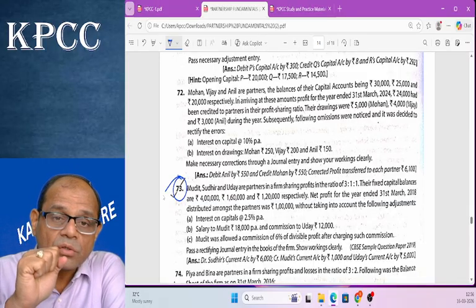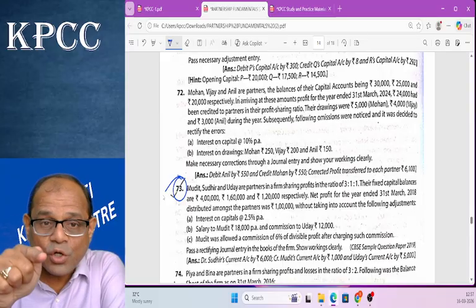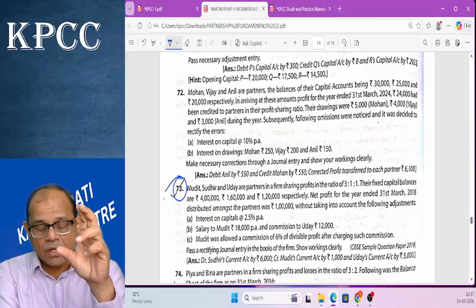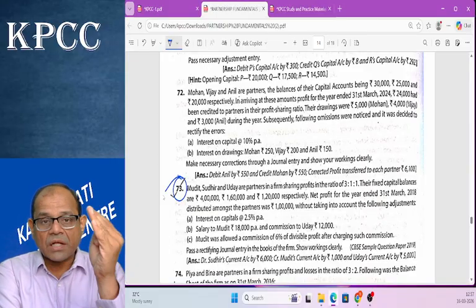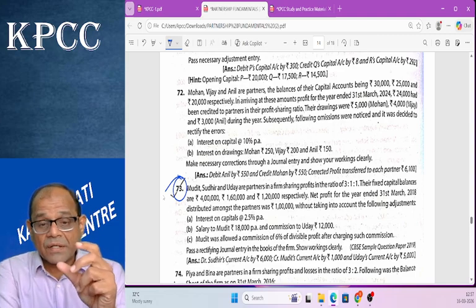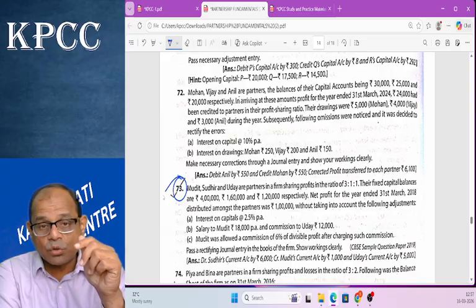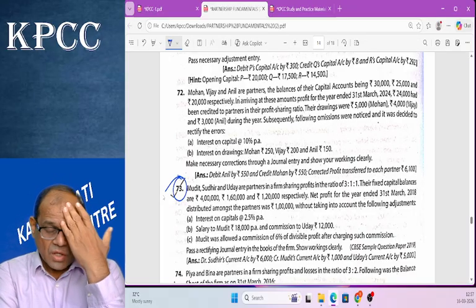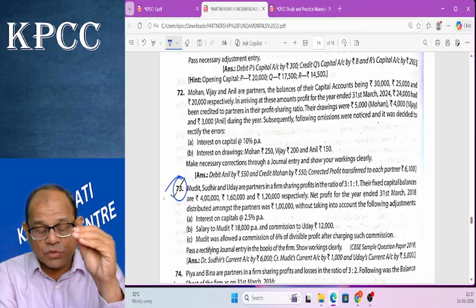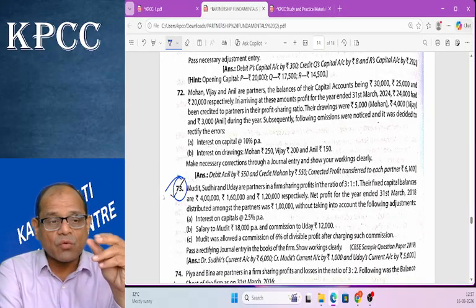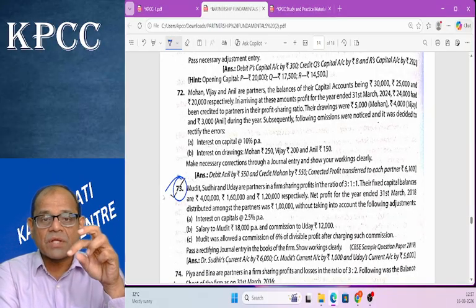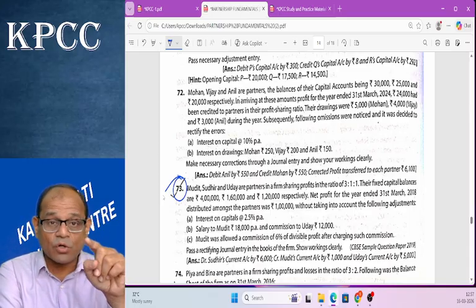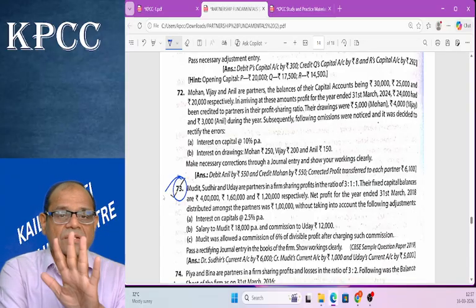How will it be done? Ultimately those will be reflected in the capital accounts, because the appropriation account is where you transfer to the capital accounts. That means the rectification will happen through the partners' capital accounts. Because of those errors, one partner would have gained and another partner would have sacrificed. So we have to reverse that. How will it be done? Theoretically it is very difficult to say.